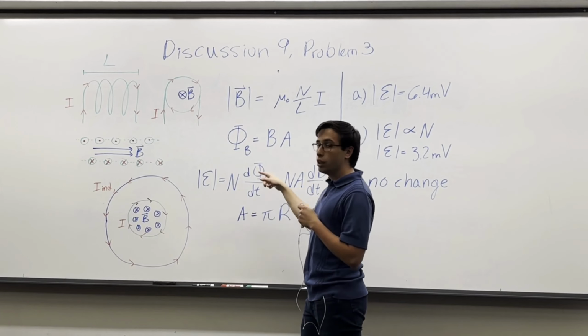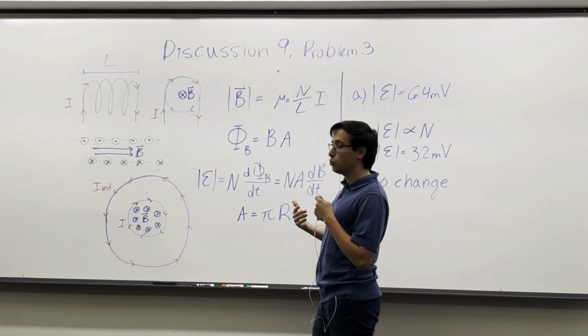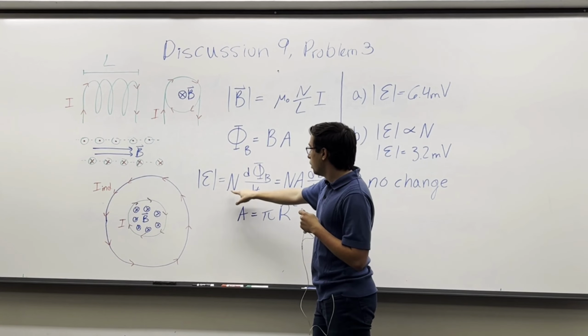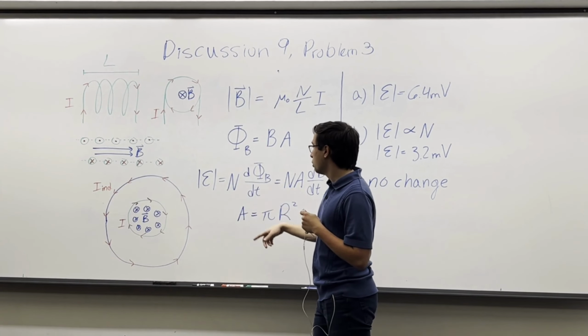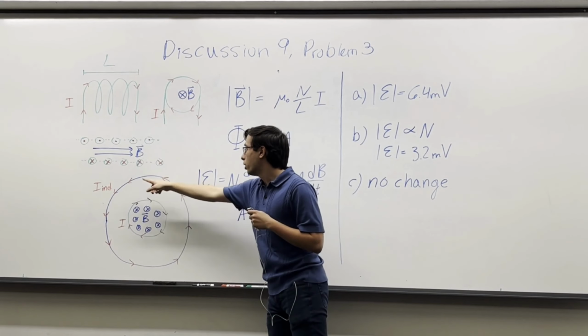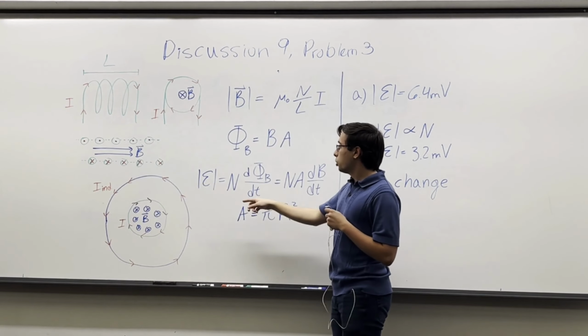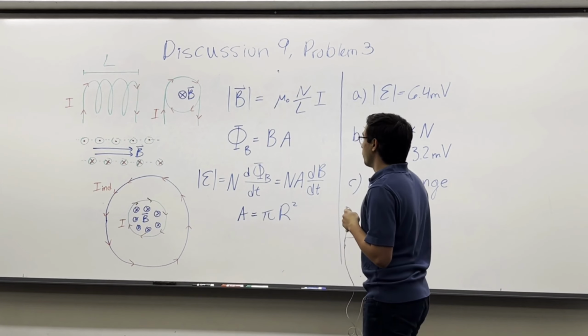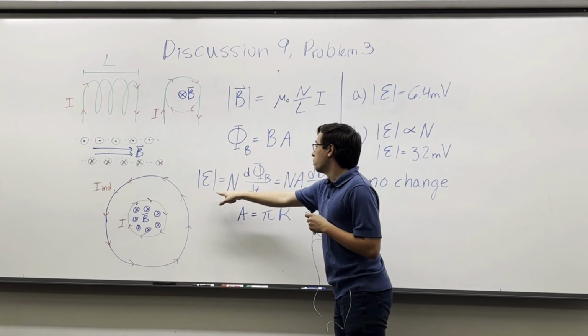And so if we keep adding coils, which is what we do in a solenoid, we pick up an extra voltage change with each loop. And so the more loops we have in our outer solenoid, the larger the induced voltage. And so that's why this thing is proportional to N.